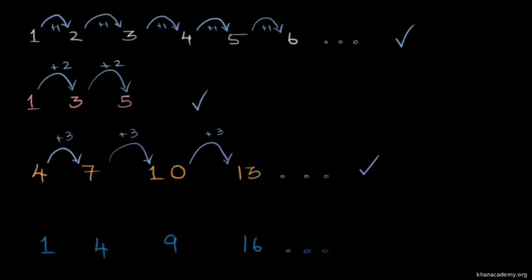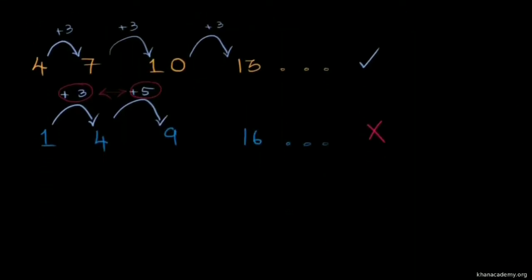Let's do this. 1, 4, 9, 16. Is this an AP? Let's see. There is a +3 over here. There's a +5 over here. I don't have to check any further. This is not an AP. No matter what happens over here, this cannot be an AP because the jump size is different. So the jump size need not be 1 or 2. It just has to be a constant. But the moment it changes across, then we know this is not an AP.